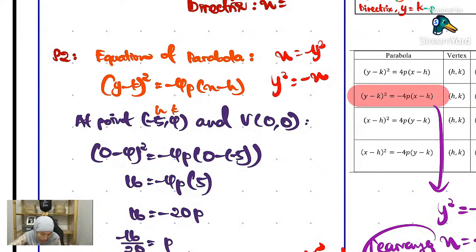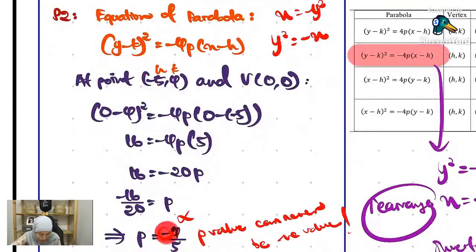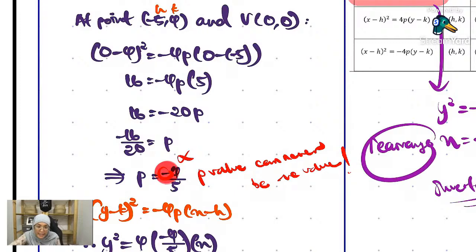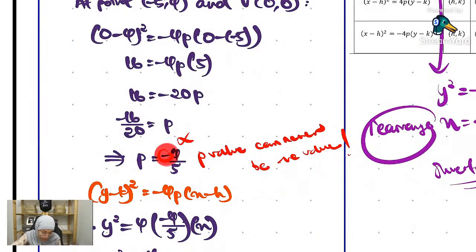Kosong tolak 4 squared equals to negative 4p. Anybody? No? Negative 4p. 0 minus positive 5, 20, 16. So any of you got any idea? No? Because I believe P cannot be negative. What mistakes do I do here?